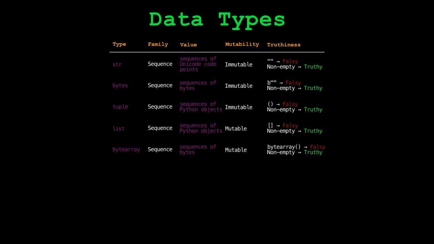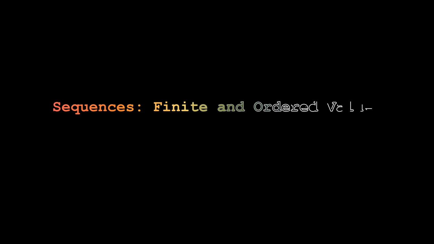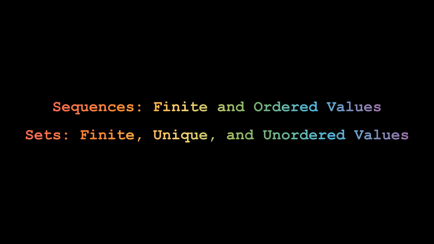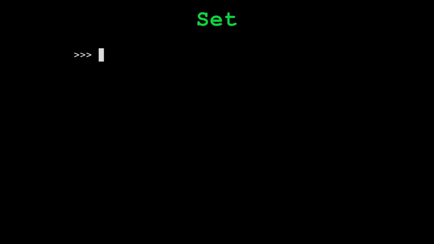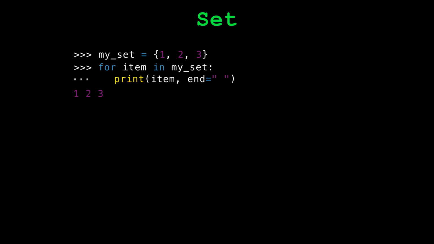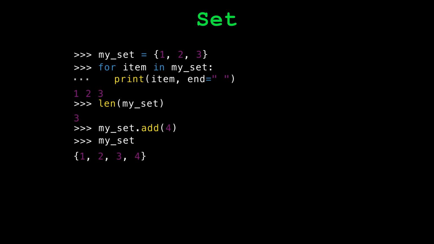The set types come next. Python sets represent unordered collections of unique values. So, unlike sequences, they can't be indexed or sliced. However, you can still iterate over them and use the built-in len function to get the number of elements in a set. Because there's no beginning or end to a set, we don't append or insert elements at a specific position. Instead, we add elements to a set using the add method and remove elements using the remove method.